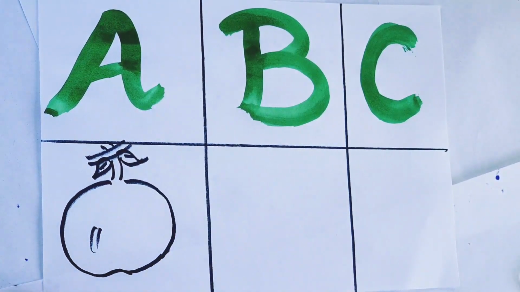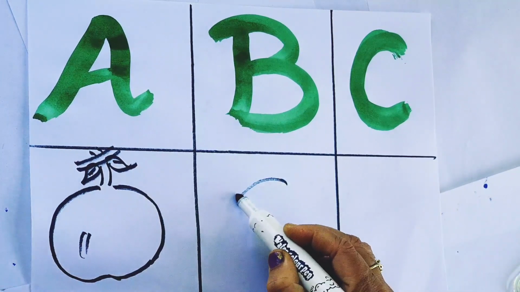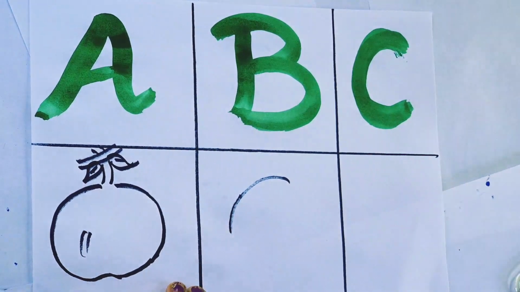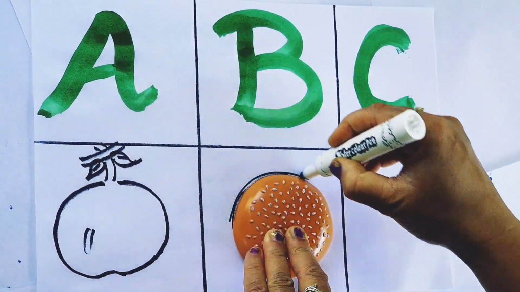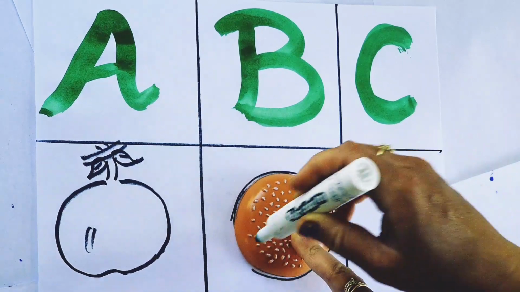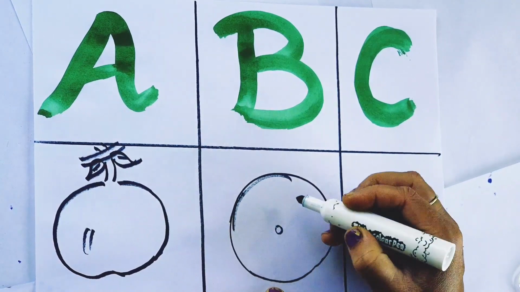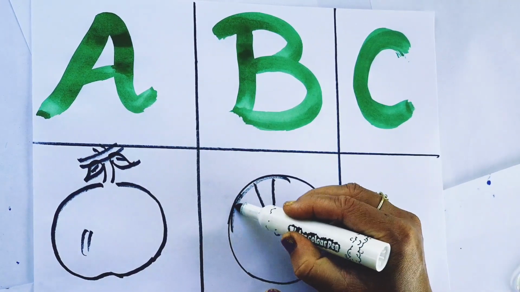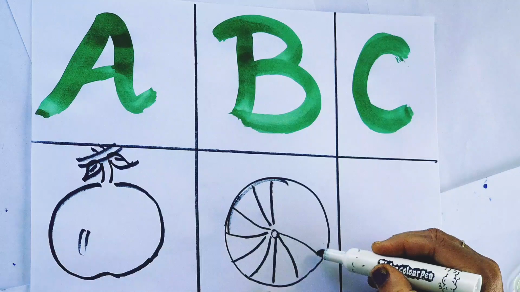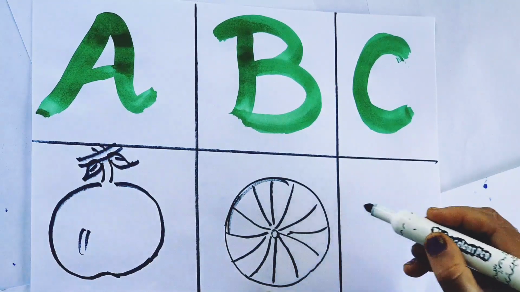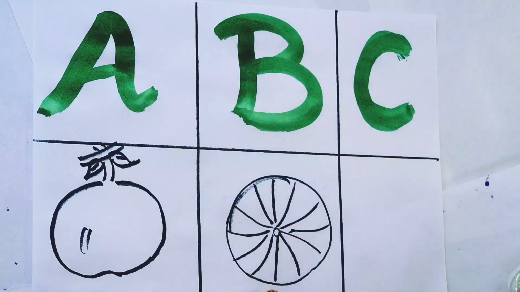A for apple. B for ball. We use for ball this one. B for ball. C for cat.